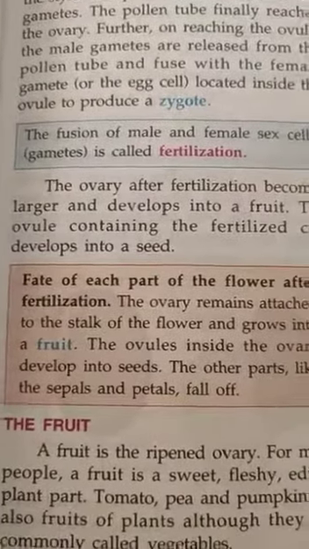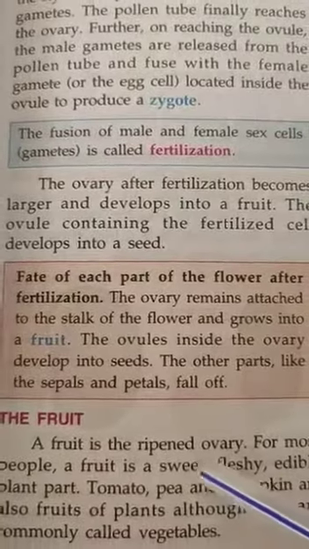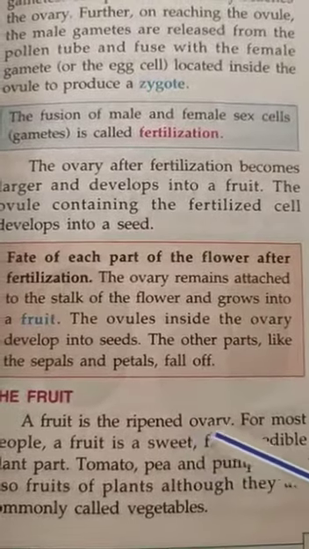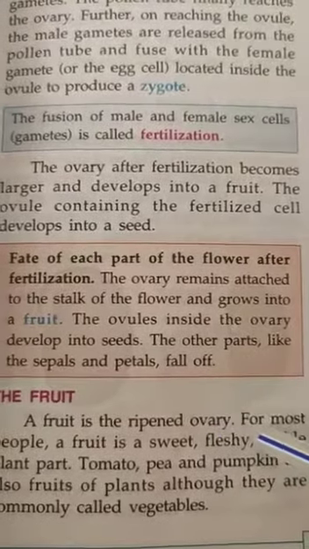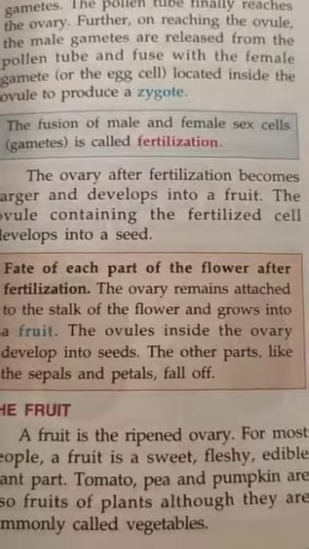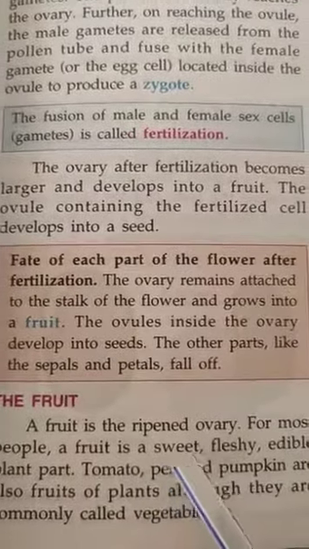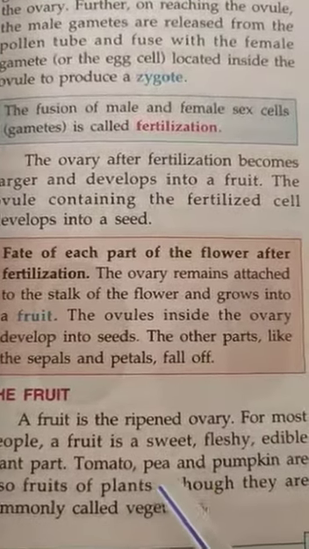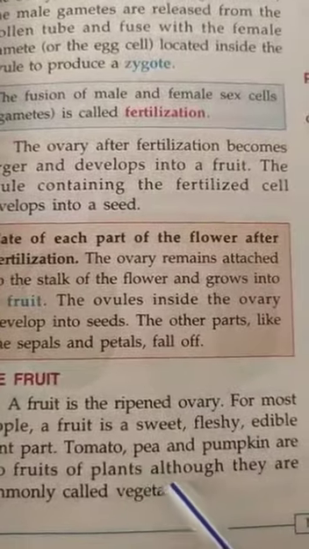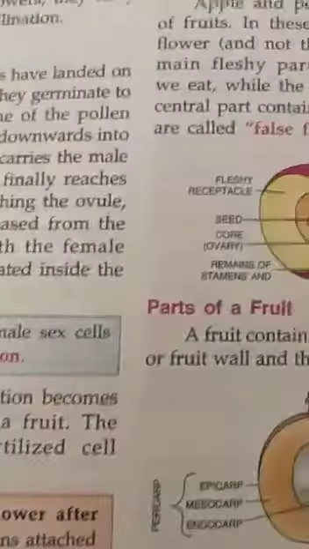Then the next one is the fruit. A fruit is a ripened ovary. After the formation of the zygote, or after fertilization, the ovary changes into fruit, and the ripened ovary is known as the fruit. For most people, the fruit is a sweet, fleshy, edible part. Tomato, pea, pumpkin are the fruits of the plant, though they are commonly called vegetables.